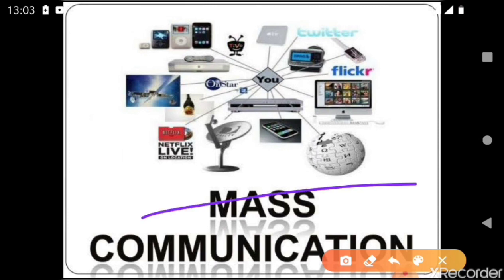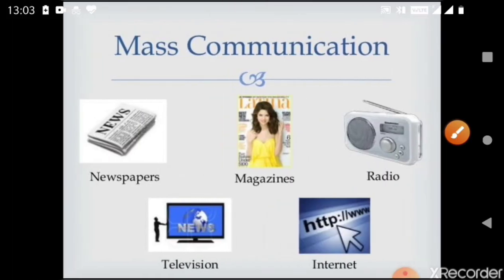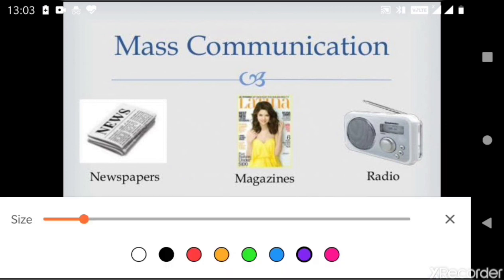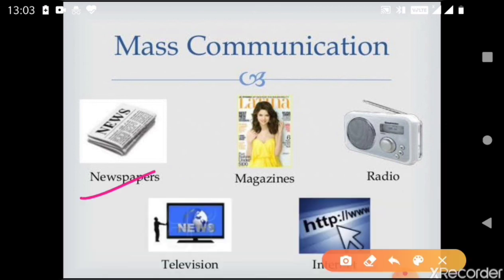Then next is mass communication. Newspaper: many people read the newspaper at the same time and get the news. Then magazines, whosoever reads the magazine gets the news. Radio, radio sunte hain, anything is announced, any news is there, everybody gets to know about it. Television, there are so many channels. English channels, Hindi channels, regional language channels. One can select the channel as per his or her choice, any language.